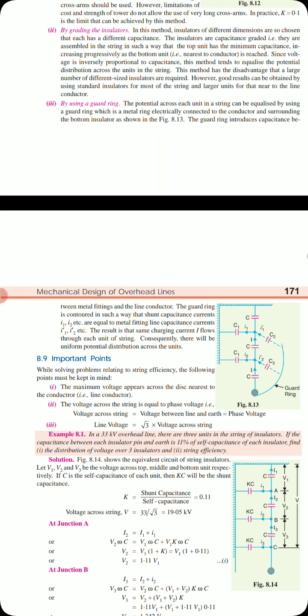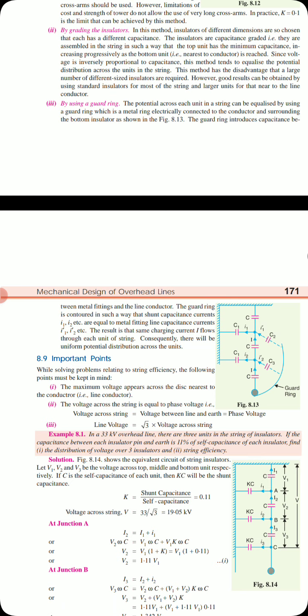This guard ring introduces capacitance between the metal fitting and the conductor. The guard ring is designed in such a way that the shunt capacitance currents I1, I2, etc. are equal to the metal fitting currents I1 dash, I2 dash. So the same current I flows through each unit of the string, and it will equalize the current flowing in the shunt capacitance. So these are the three different methods used to improve the string efficiency.